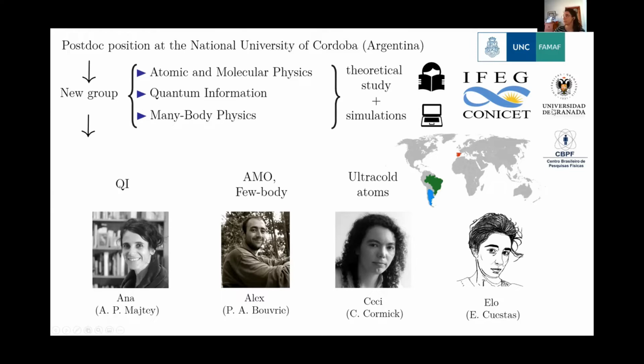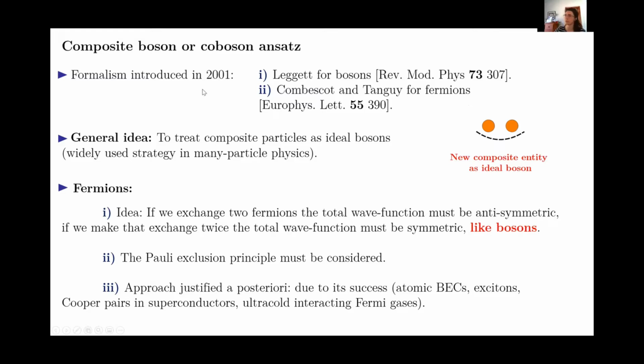So we come from different research areas, but we share the theoretical approach, which we complement with numerical simulations. And as I said before, we work with something called the composite-boson or Qubosonic ansatz. This ansatz was introduced in 2001 by Anthony Leggett for bosons and Monique Bascott for fermions. Here are some references. And the ansatz proposes an expression for the ground state of a system with certain properties that we will see in short.